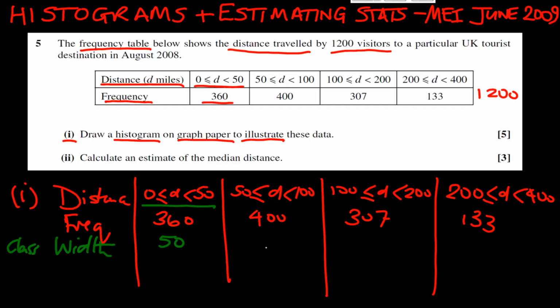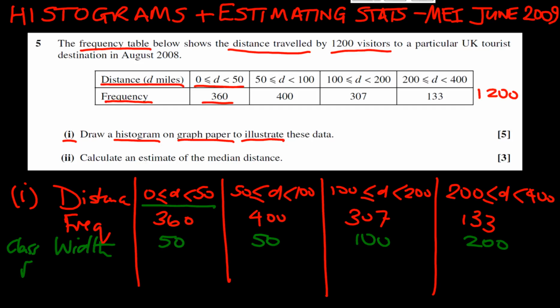So the next range is 50 to 100. So again, that range is 50 miles. Going on to the next class, well, that's from 100 to 200, so that's 100 miles. And the final class is going from 200 to 400, so that's 200 miles.